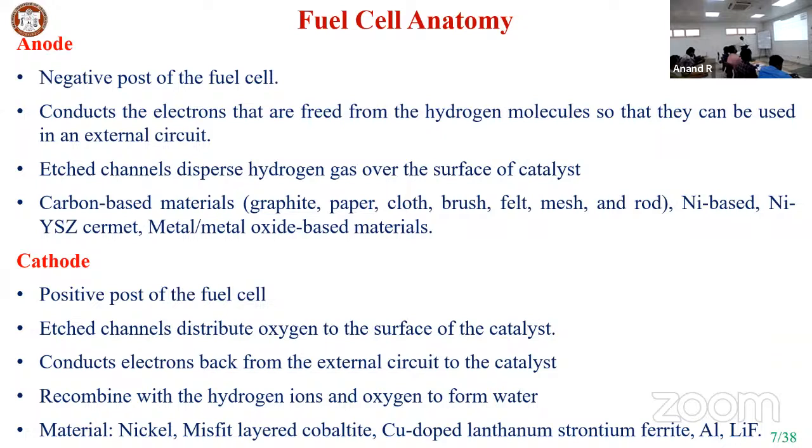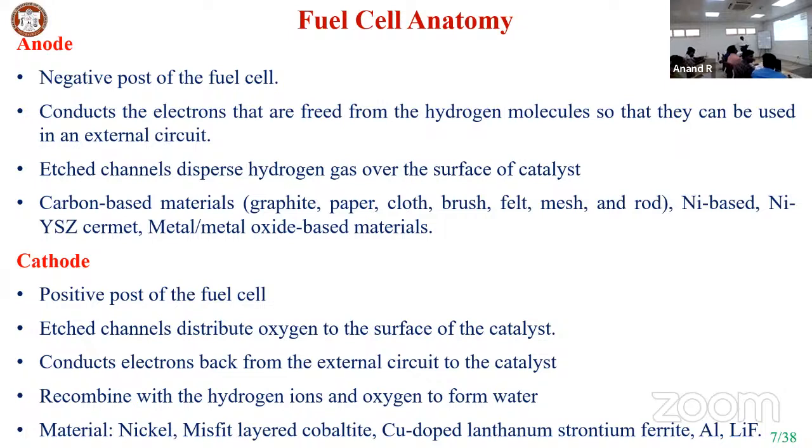The cathode is the positive post of the fuel cell. It's not smooth; channels are there. It conducts electrons back from the external circuit. They come from the anode and are absorbed on the cathode side. They recombine with hydrogen ions and oxygen to form water. So ultimately, you are not polluting the environment when you are using hydrogen as a fuel. You are producing heat and electricity along with water. Water also can be utilized.